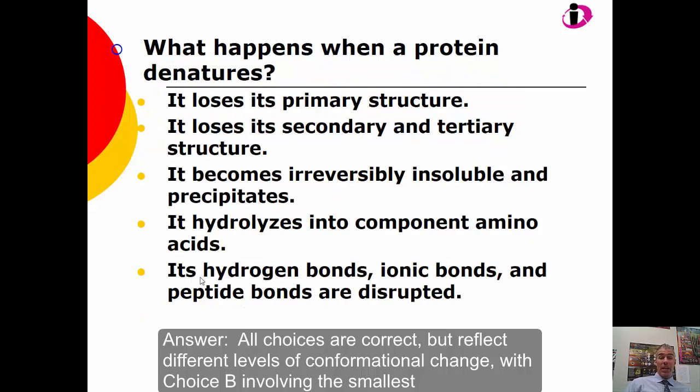What happens when a protein denatures? Does it lose its primary structure? No, it does not. It keeps that intact. It'll likely lose its secondary and tertiary structure? Yes. Does it become irreversibly insoluble and precipitate? Sometimes it can. Sometimes it can reversibly turn back into a functional protein, but usually it does not. It hydrolyzes into its component amino acids? It does not do that, right? It does not lose its primary structure. It's the same thing as number one. Its hydrogen bonds, ionic bonds, and peptide bonds are disrupted? Its hydrogen bonds and ionic bonds could be, but its peptide bonds would not because they're usually strong unless you literally combust the thing.